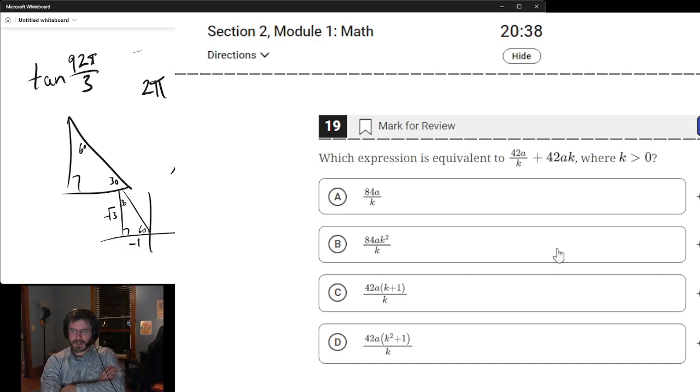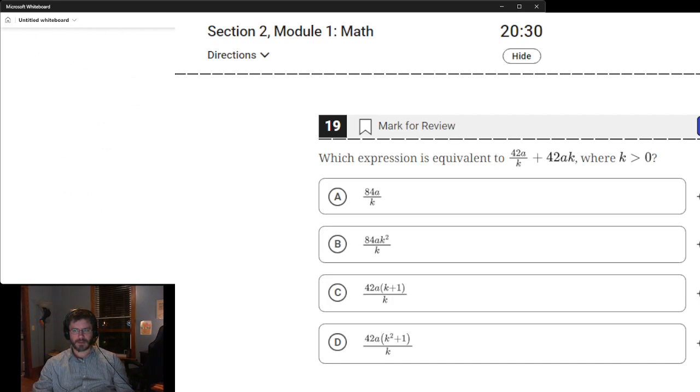So the first thing I notice is that all of our answer choices have one denominator. So that means we're going to get common denominators. Whenever you're adding fractions, you have to have common denominators. So that's the first step. Let's go ahead and get our whiteboard oriented here. So we've got 42a over k plus 42ak. To get common denominator on that, we're going to make that squared, multiply k on top and bottom. We add them together.